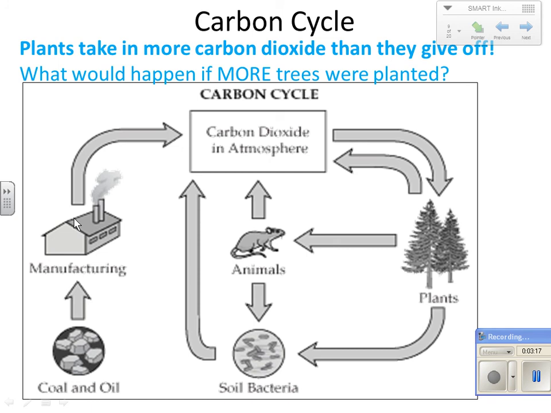In this side of the diagram, the manufacturing plant burns coal and oil to make products for humans, and in the process it releases CO2 back into the atmosphere. Animals do it as well, because we exhale CO2. It's considered a waste gas for us. When animals die, they also release their carbon into the soil.